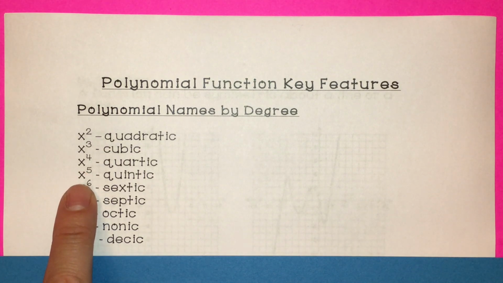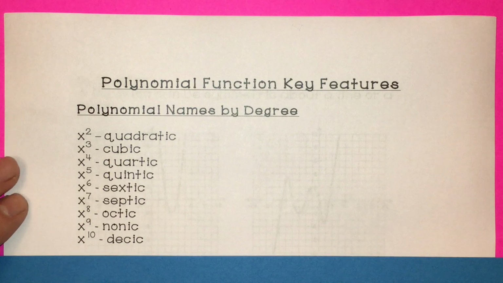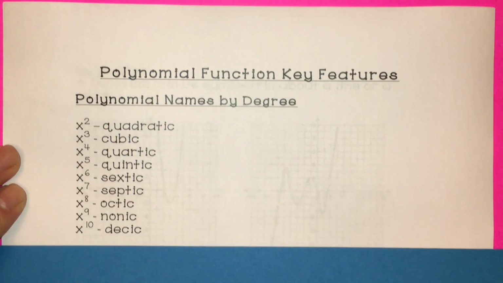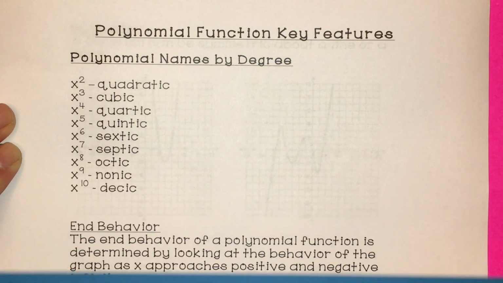X to the fifth, quintic. X to the sixth, sextic. X to the seventh, septic. X to the eighth is octic. X to the ninth is nonic. And x to the 10th is decic. So those are just the names of the first 10 polynomial functions.